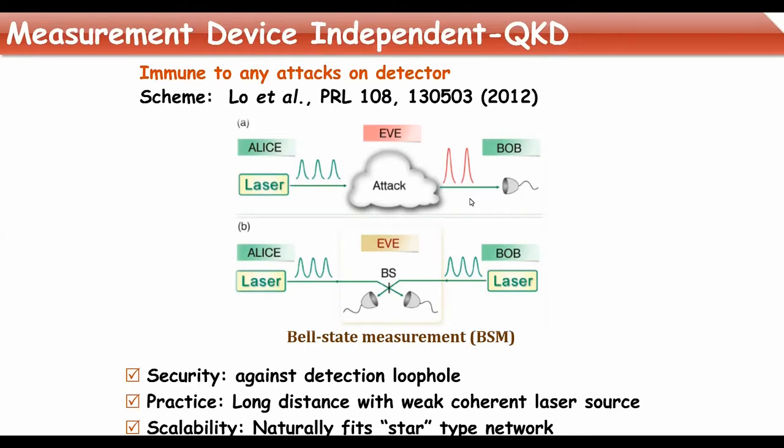But for MDI-QKD, the basic idea is that Alice and Bob don't receive any photon from the quantum channel. What they do is send photons into a measurement station to project their quantum states into some Bell state. And we know the Bell state is, for example, projecting their photon states into some anticorrelated state. But we know that for the maximally entangled state, you can't tell the bit value for one photon. You can only tell the correlation between the two photons.